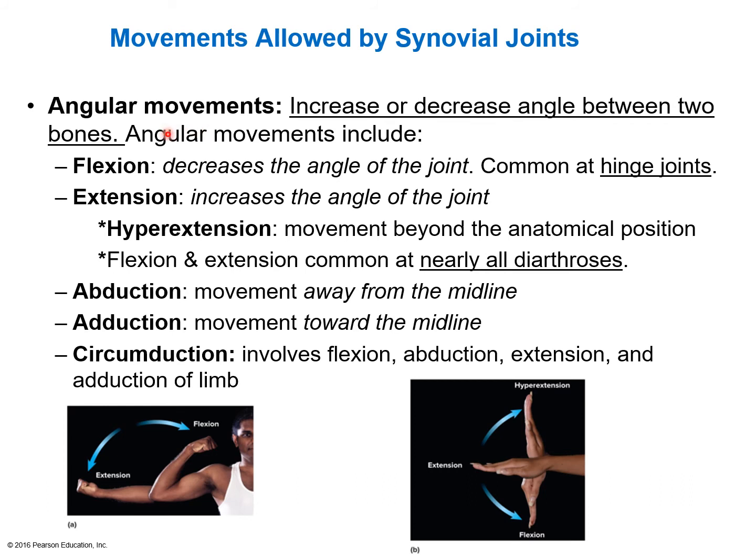Angular movements, like I said, most of our movements at synovial joints we're going to refer to as angular movements. An angular movement is an increase or a decrease in the angle between 2 bones. Flexion and extension are really the first ones, the most popular ones. Flexion is when we have a decrease in the angle of the joint. This is common at hinge joints. So for example, at the elbow joint, we can perform this action known as flexion.